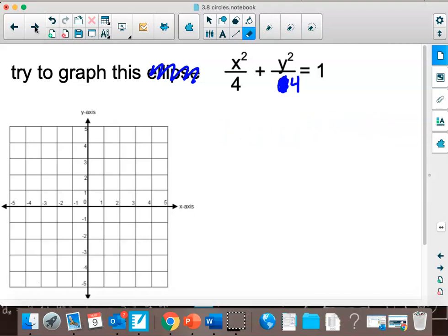So this is what I just showed you as a circle. This is also a circle. Now, what happens if the numbers underneath the x and the y are not the same? Then it's not a circle, or you can think of it as a dilated circle, right? But it's really not a circle. In math, we call it an ellipse. It's like an oval, right?